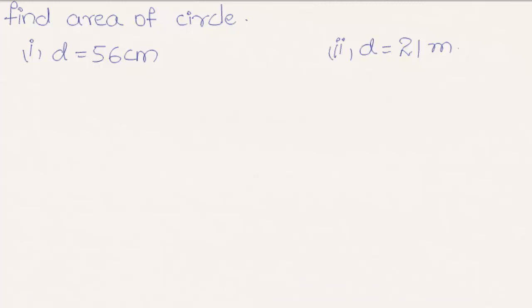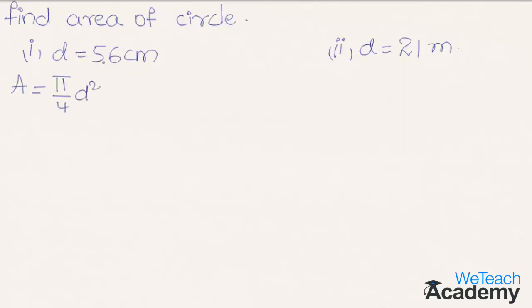Here in this presentation we are going to discuss an example on area of circle. So here we have to find the area of circle when the diameter is equal to 56 centimeters and when diameter is equal to 21 meters. So first, when diameter equal to 56 centimeters, let us find the area. We already know the area of circle is given by the formula pi by 4 d square.